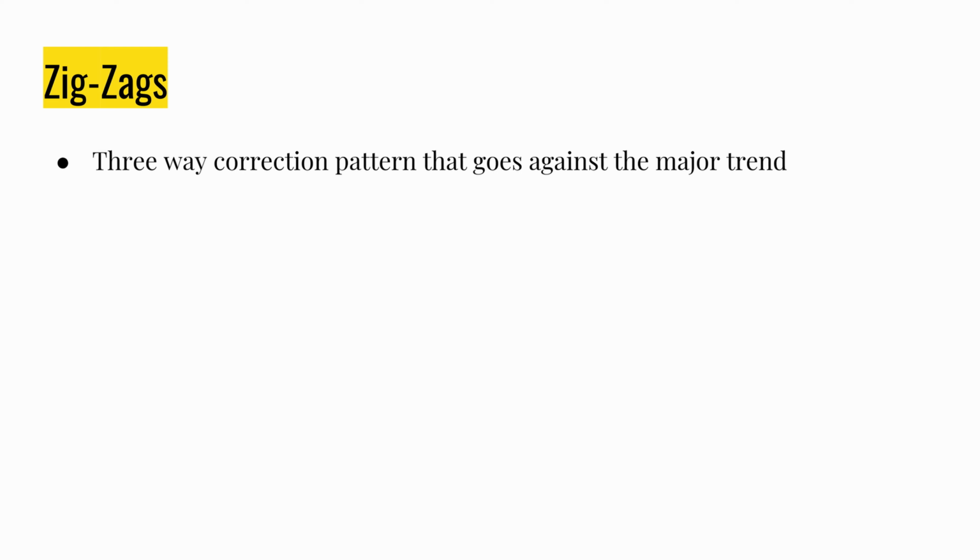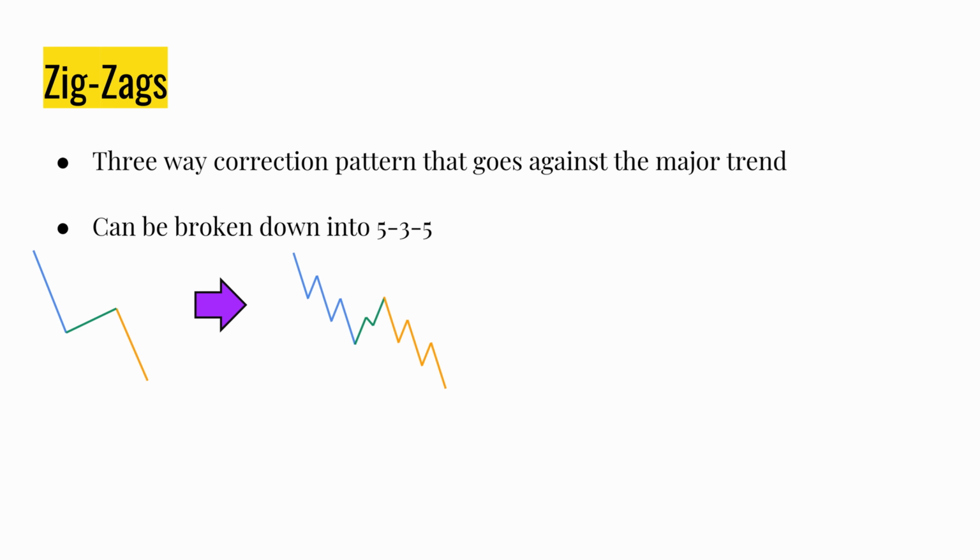Here we have our first pattern. Zigzags have 3 waves that go against the major trend. The 3 waves can also be further divided into 5, 3, and 5 waves respectively. Here we have our first zigzag.